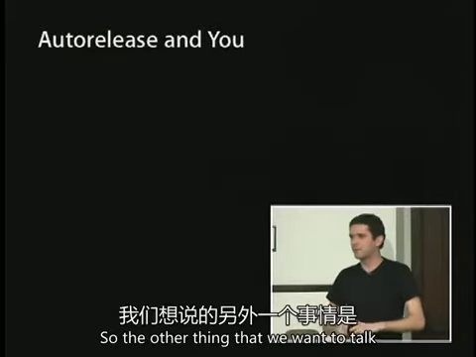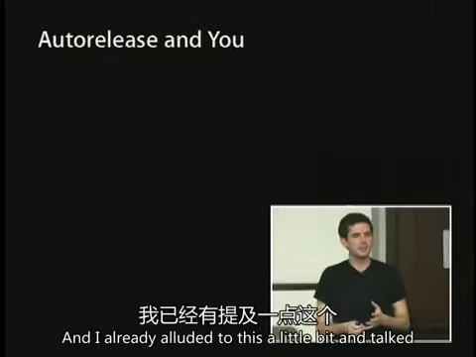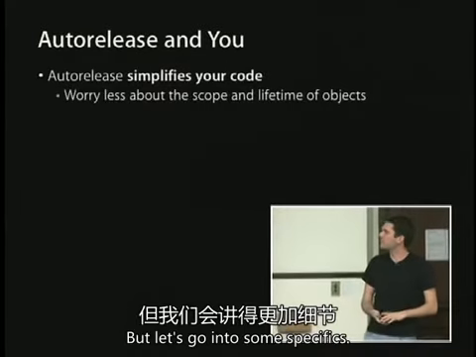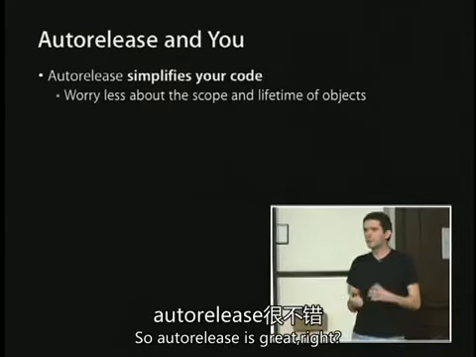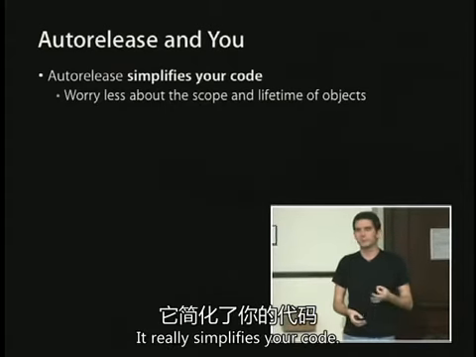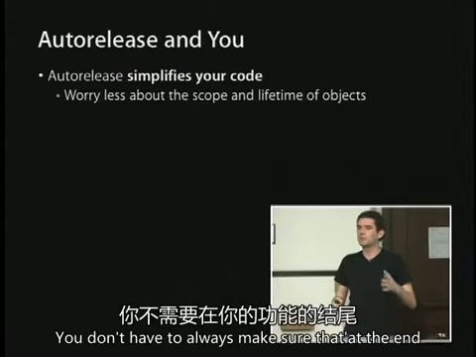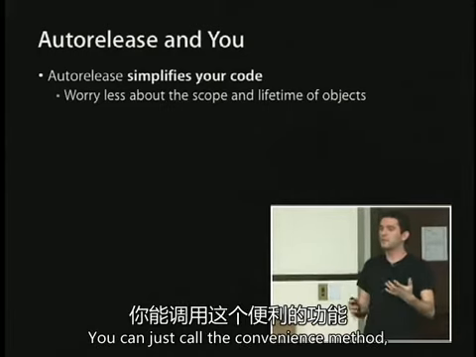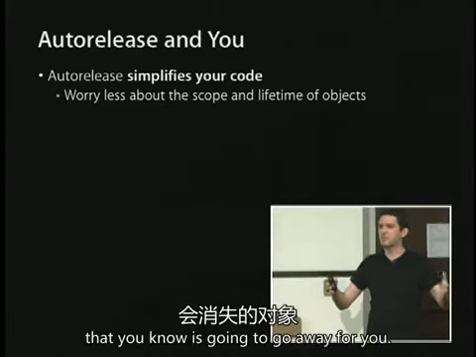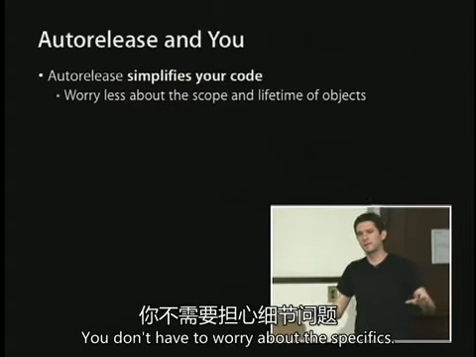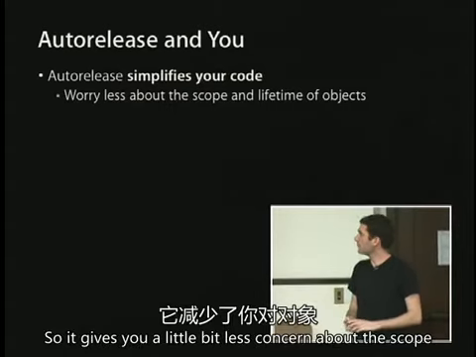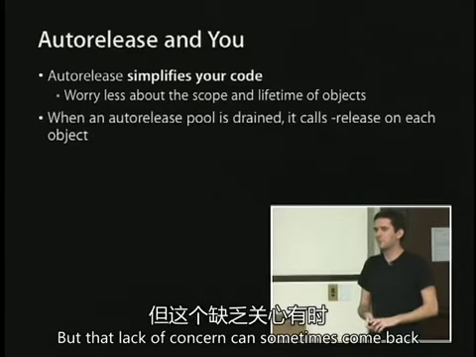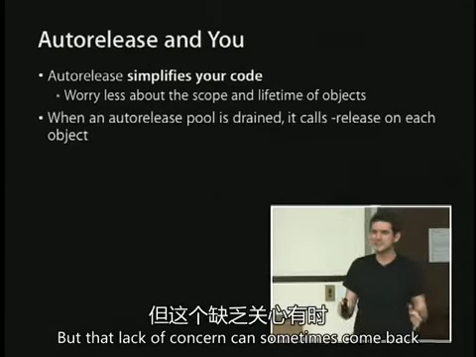OK, so the other thing that we want to talk about here is auto-release. I already alluded to this a little bit, but let's go into some specifics. So auto-release is great, right? It really simplifies your code. You don't have to always make sure that at the end of your function you call release. You can just call the convenience method, and you'll get back an object that you know is going to go away for you. So it gives you a little bit less concern about the scope of the lifetime of objects. But that lack of concern can sometimes come back and bite you.